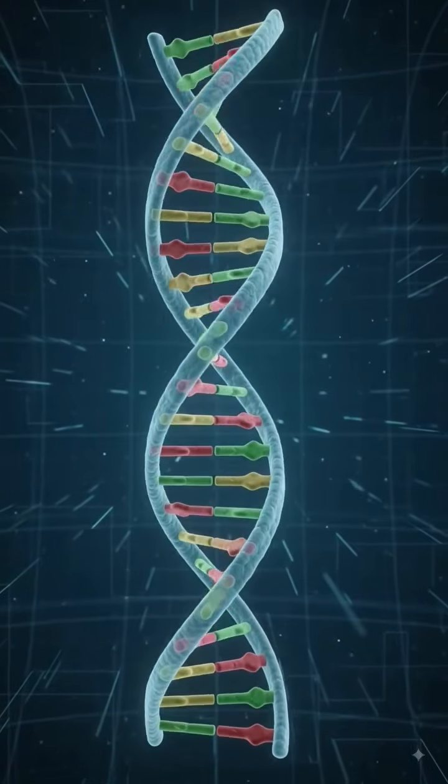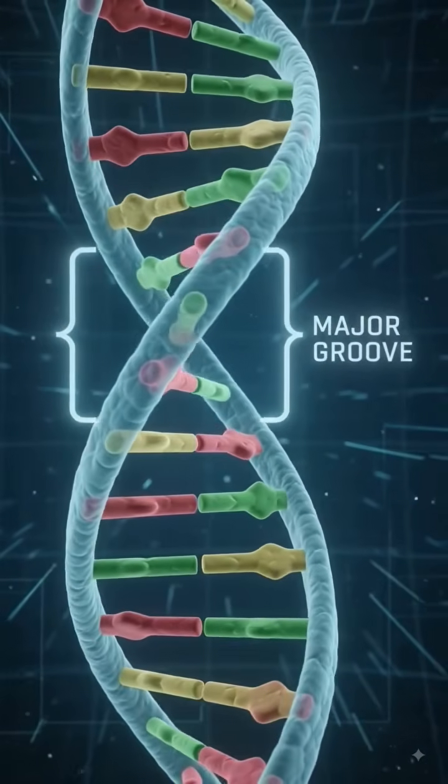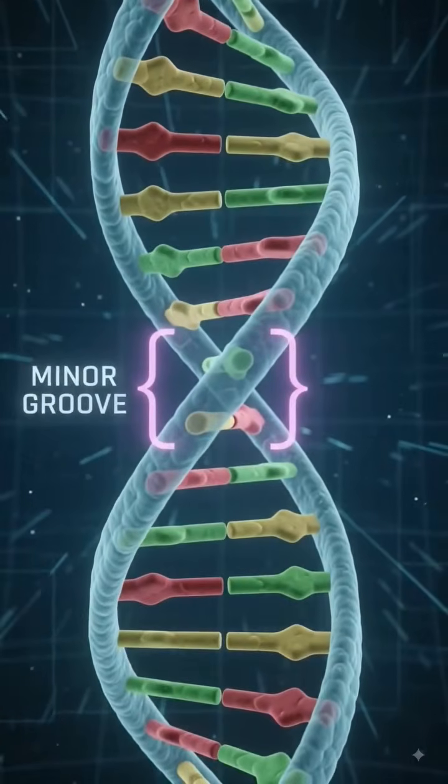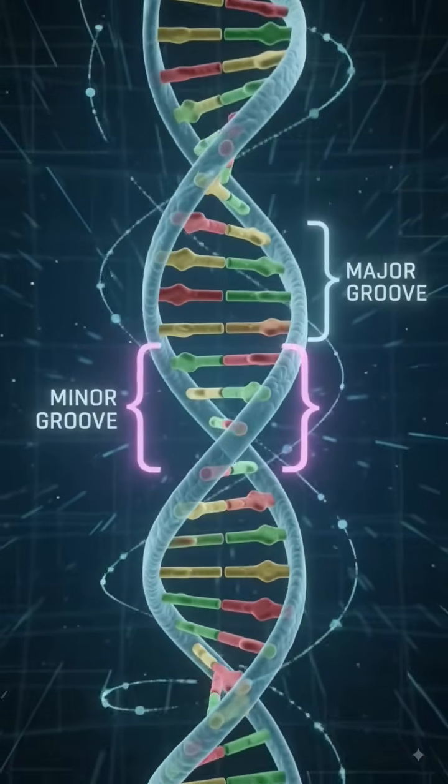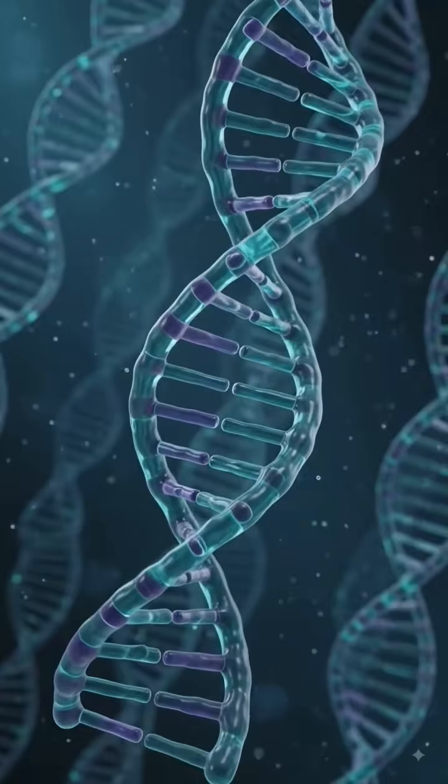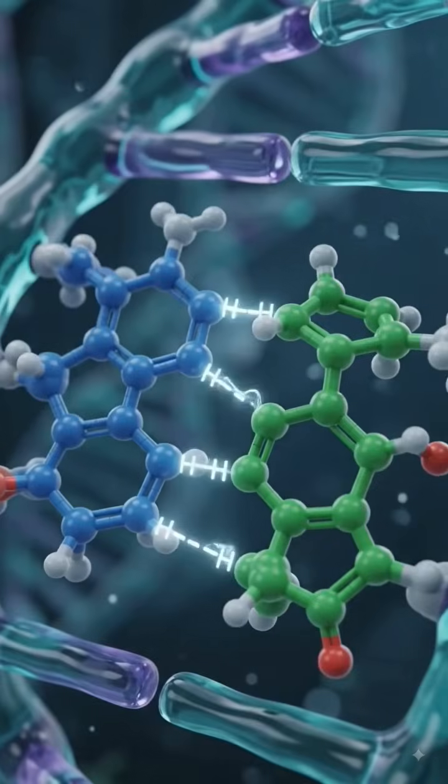The larger groove is called the major groove and occurs when the backbones are far apart, while the smaller one is called the minor groove and occurs when they are close together. The DNA double helix is a marvel of structure.